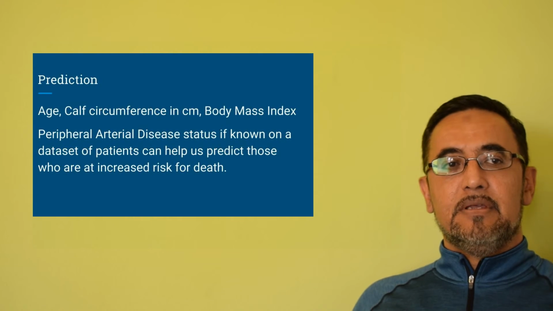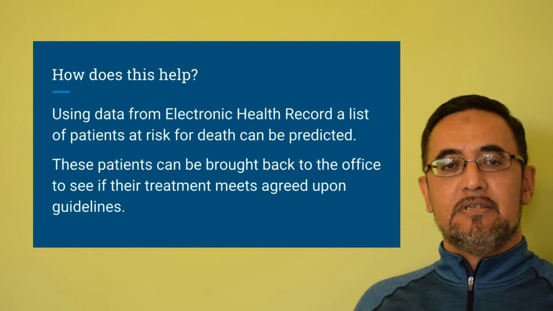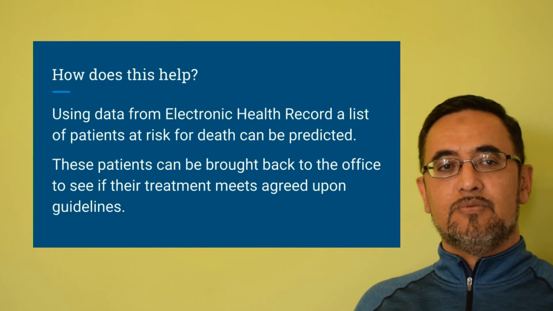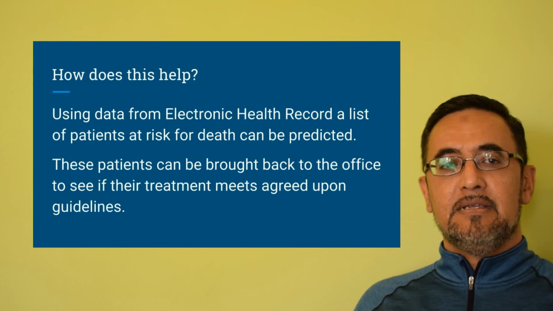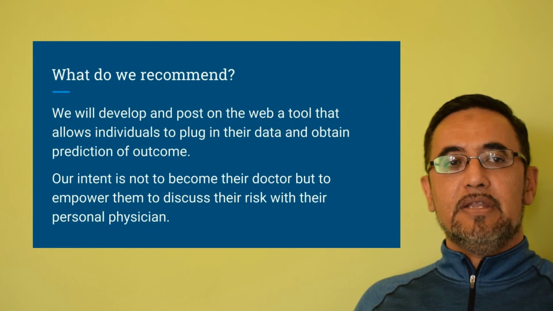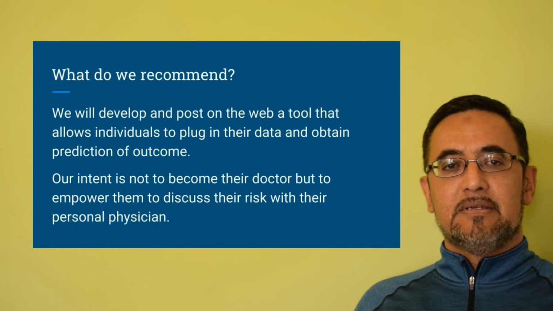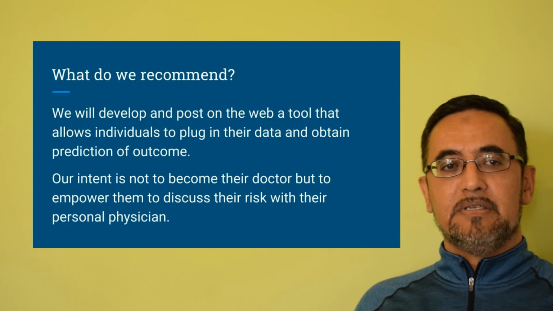How does this help? We can use data from electronic health records, generate a list of patients with these four features known, and then using this mathematical model, we can predict which of these patients would die. Thus, we would identify our highest risk patients. These patients can then be brought back to the office to see if their treatment meets agreed upon guidelines. We recommend that we should use such tools to the best of our ability to help our patients out.